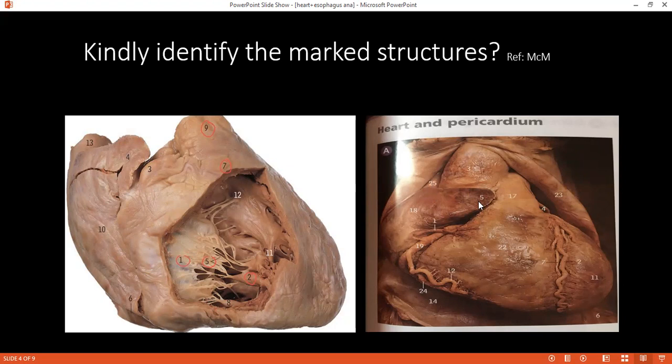Identify number 5. Auricle of the right atrium. Number 3, please. The ascending aorta. 17 over here, please. Pulmonary trunk. 22, please. Right ventricle. And that was it. Okay, moving on.